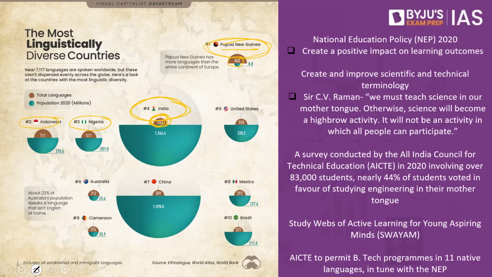When we speak about the National Education Policy, it has taken a visionary paradigm. What are we speaking about? It speaks about creating a positive impact on learning outcomes by making use of multiple languages. We have multiple languages in India. India is a land of myriad languages as well.